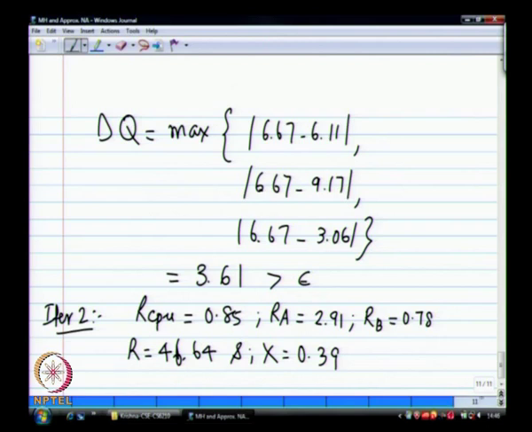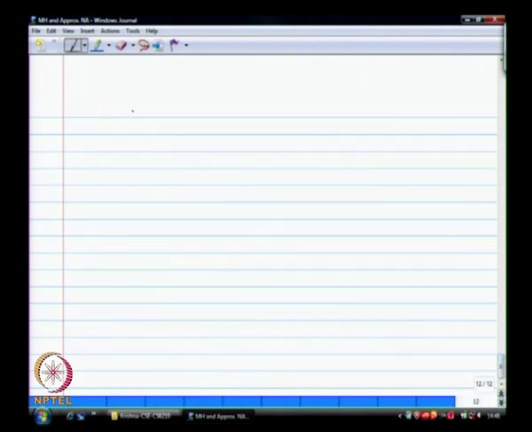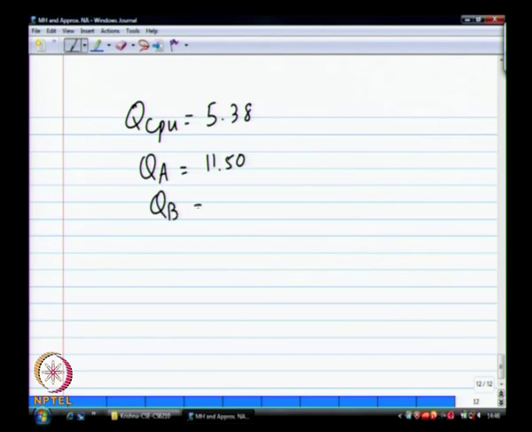Okay. So after this X computation, we now recompute the Q CPU to be 5.38, QA to be 11.5, then QB to be... So you notice that there is more and more Q buildup that is happening in QB, which means our initial estimate was totally way off. So this is your second iteration.